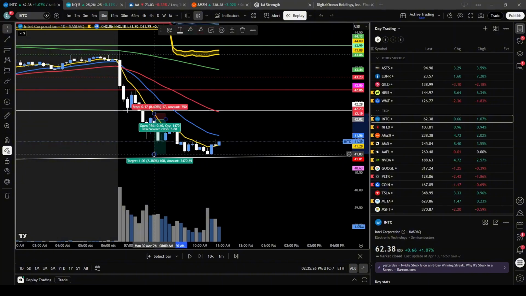So 5.9 R trade at the bottom. Then once you get that push above the 10-minute 8 EMA, 3.7 R trade.